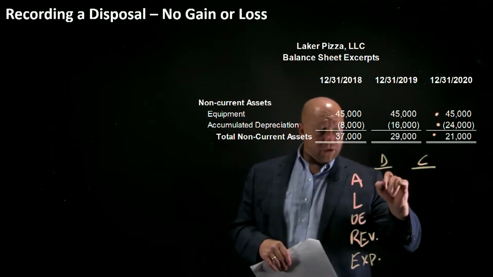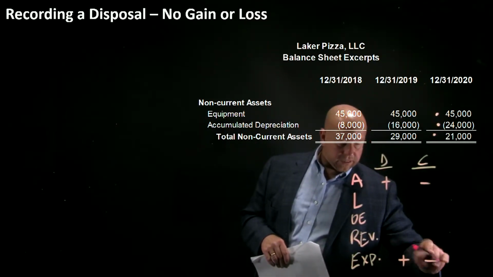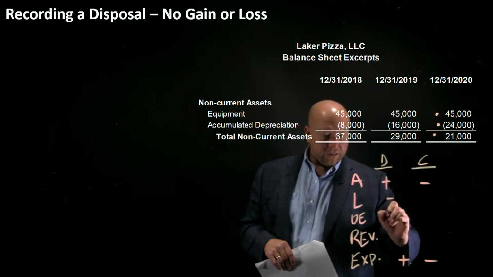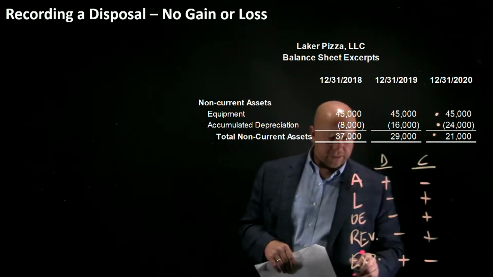So assets go up with a debit, down with a credit. Expenses go up with a debit and down with a credit. And the other three, liabilities, owner's equity, and revenue, those behave the opposite.